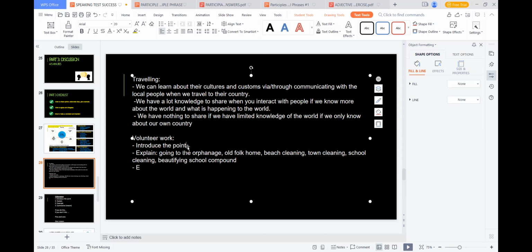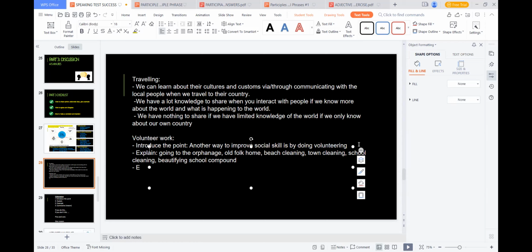Introduce the point, how do you do it? You can say, another way to improve social skill is by doing volunteering work. You have to use ing because it's by. After by doing, do is a verb, so the second word must be in ing: by doing volunteering work. Okay, full stop. This is the point. Introduce a point, then you give an explanation.